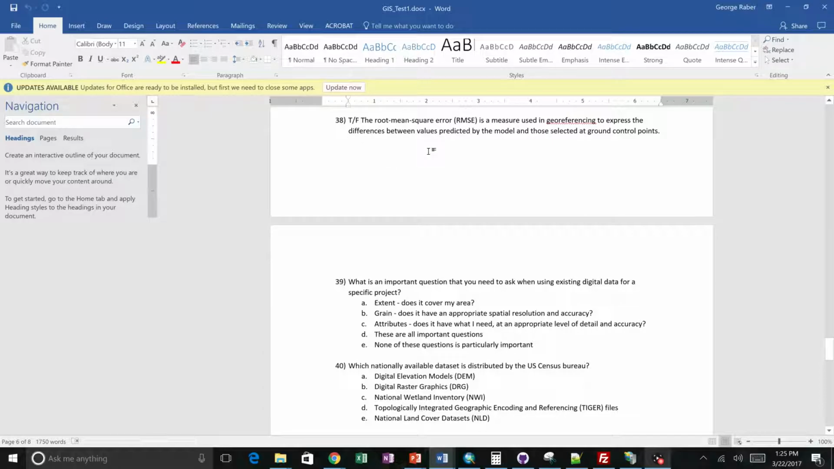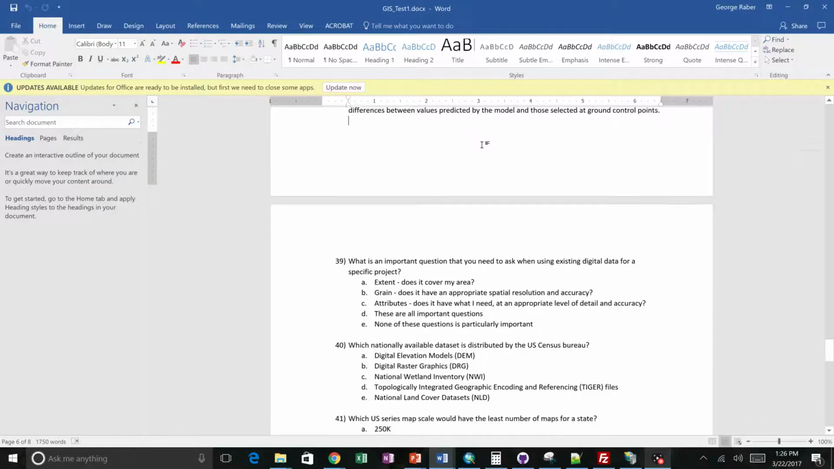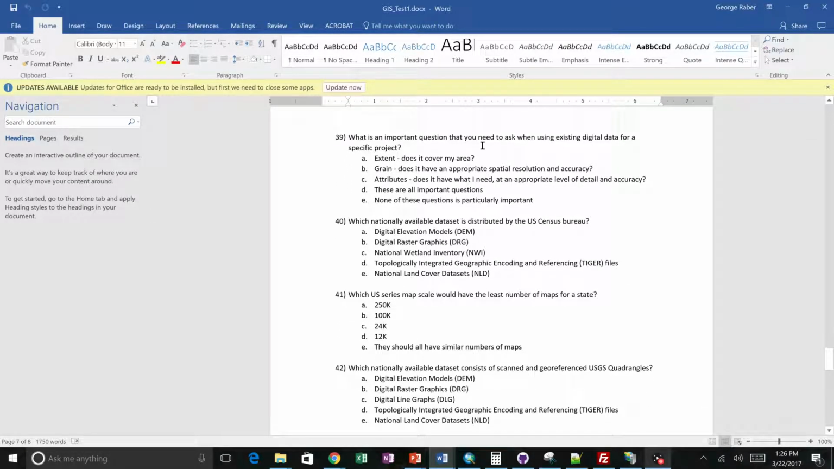Okay. True or false, the root mean squared error is used in georeferencing to express the differences between the values predicted by the model and those selected at ground control points. That's true. It's used to give you a measurement of that error. Number 39.